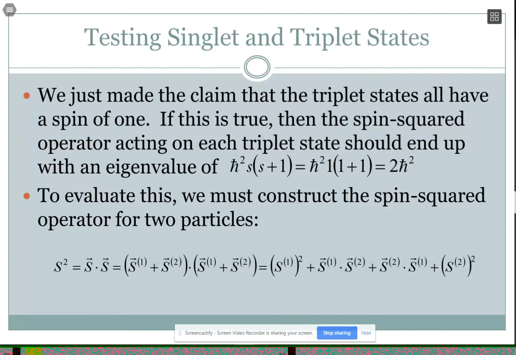This is more fun math. How do we construct S squared if we have 2 particles? With 1 particle, S squared is S dot S, and it was pretty simple. With 2 particles, we have, spin is S for particle 1 plus S for particle 2. When I dot those together, I'm going to have S1 squared plus S2 squared plus S1 S2 plus S2 S1.